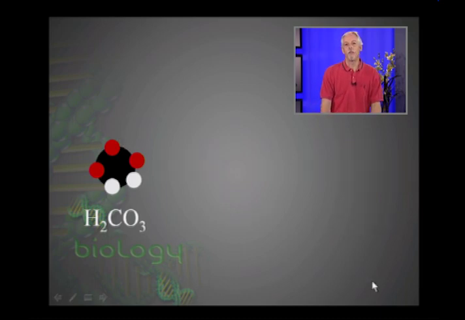In this reversible reaction, the carbonic acid can dissociate to release hydrogen ions, forming bicarbonate. Then under other conditions, the hydrogen ion will reform with the bicarbonate to form carbonic acid. That's what's meant by a reversible reaction. In some conditions it will go one way, and in some conditions it will go the other way.